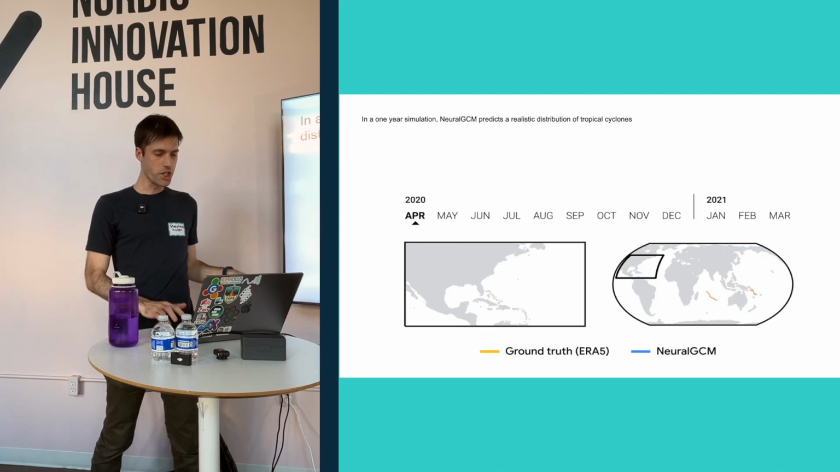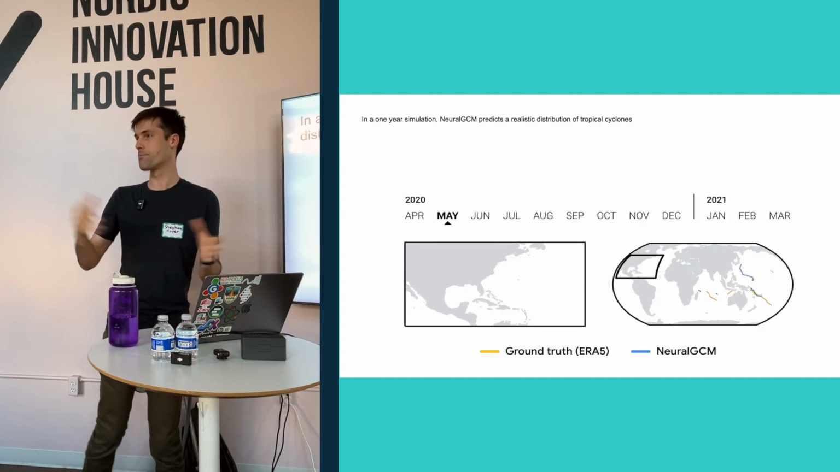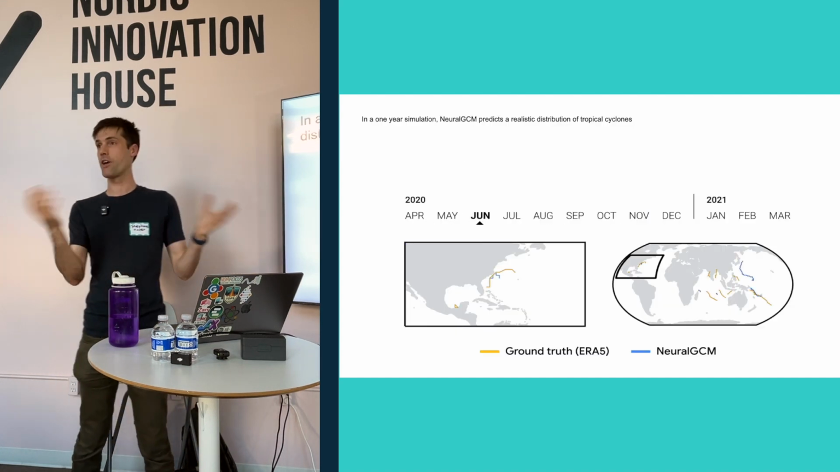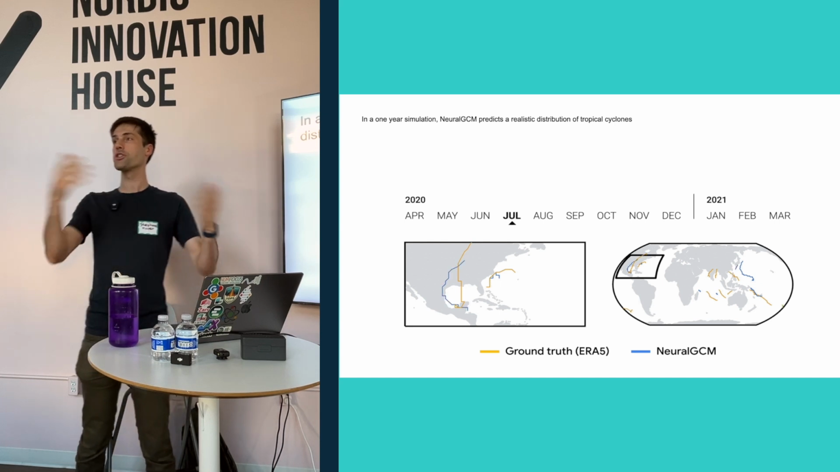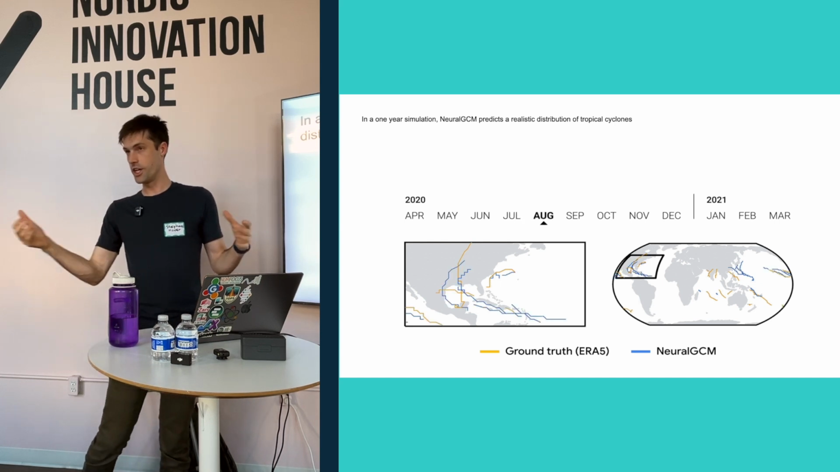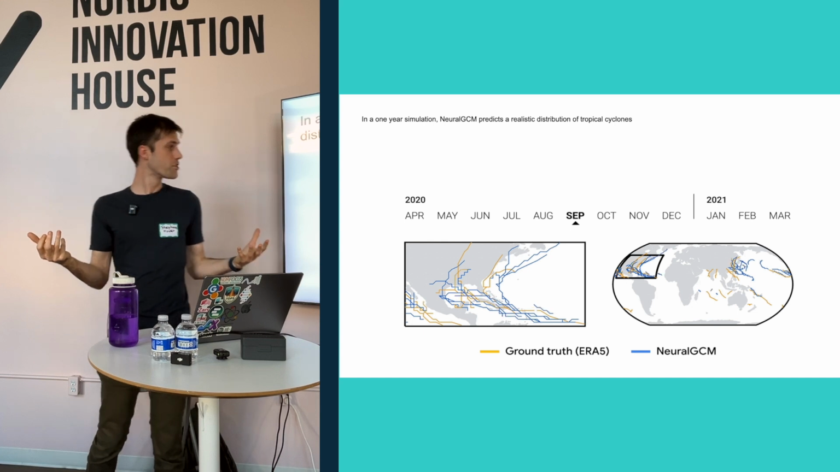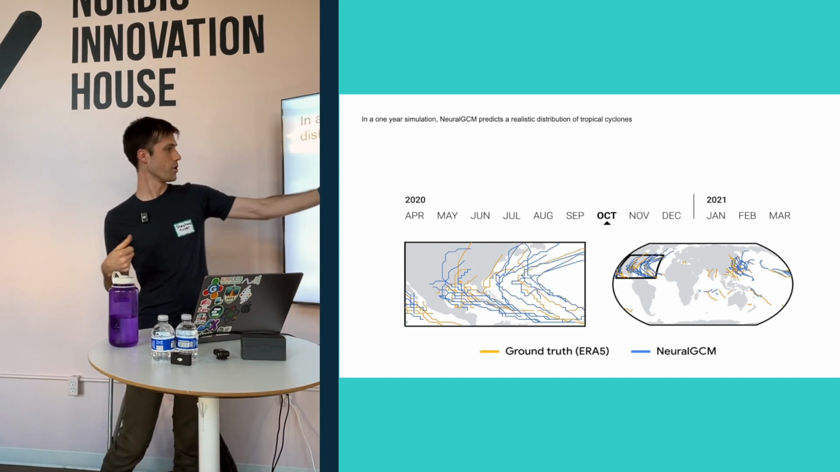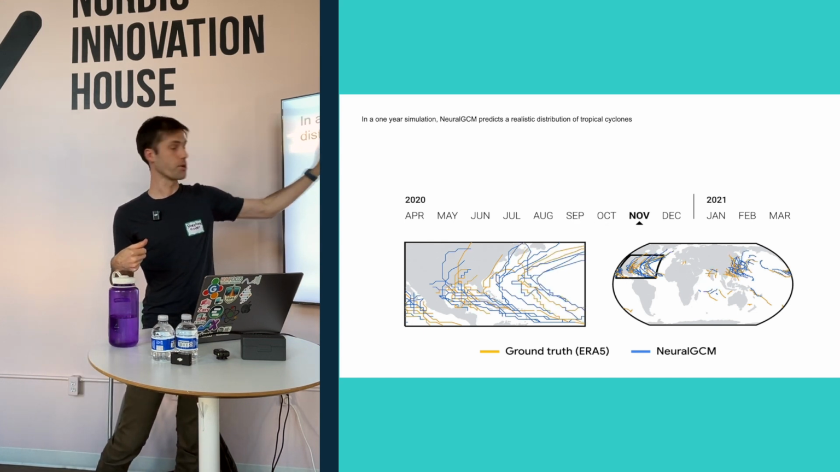What you can do with that is run models like this out for a week or two for weather forecasts. You can also run them out for years and do things closer to climate simulations. One example of what we do here is we ran the model for a whole year, and we are simulating tropical cyclones, hurricanes.